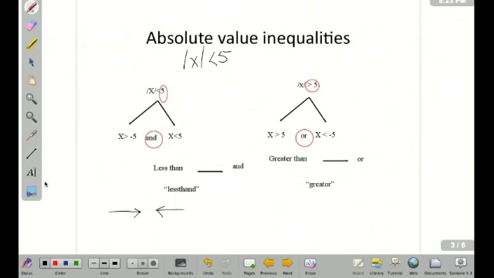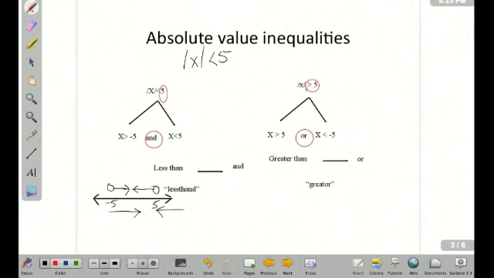Okay, so let's graph this on a number line. We split it into its positive and negative: x is less than 5, and x is greater than -5. So my dots are both open. Here's my 5, here's my -5. It's an open dot on both of them. Less than 5 runs in that direction. Greater than -5 runs that direction. So whenever you see an inequality less than, and it's just dealing with absolute values, we know that they're going to run towards each other.